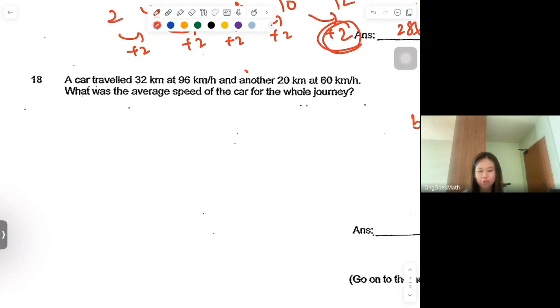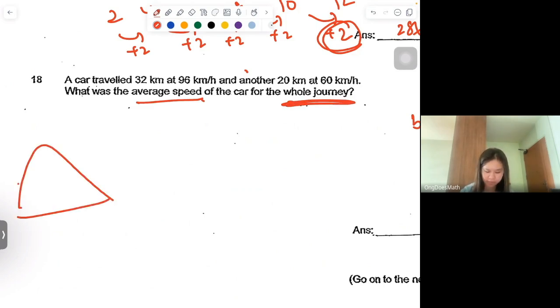A car traveled 32 km at 96 km per hour and another 20 km at 60 km per hour. What was the average speed of the car for the whole journey? So average speed for the whole journey. You have to think of this triangle, DST, which stands for distance, speed, time.